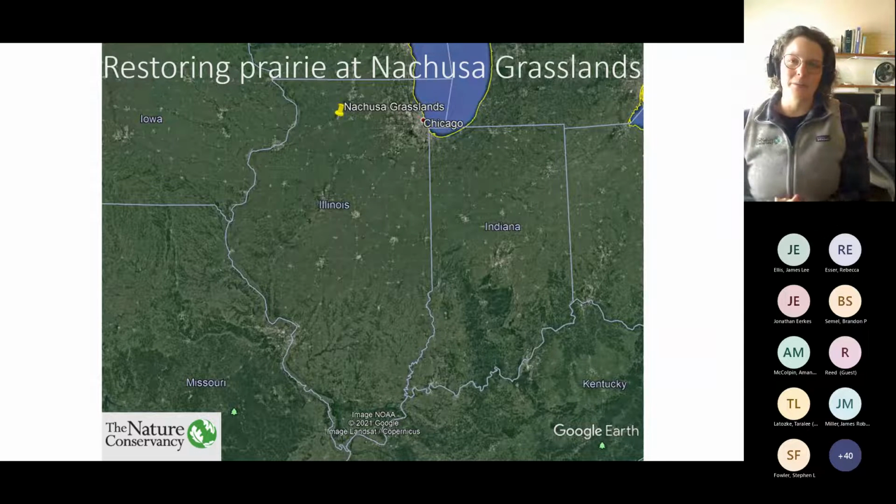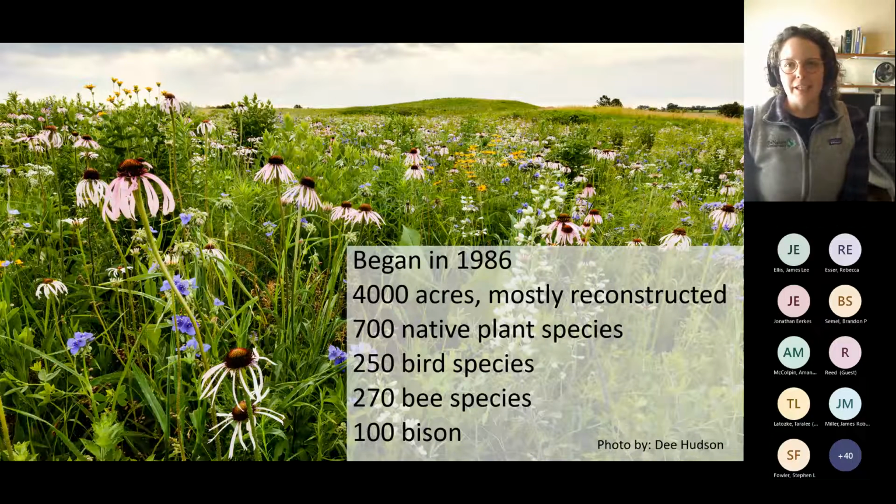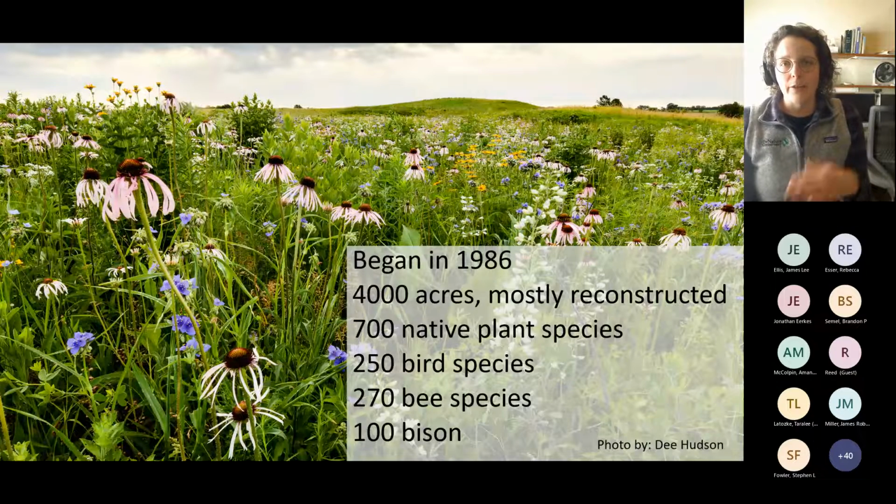The preserve is set up to welcome visitors and permit hiking through a large portion of it. The Nature Conservancy began the Nachusa Grasslands project in the mid-1980s with the purchase of a few hundred acres, most of which was actually remnant unplowed tallgrass prairie located on some sandy hilltops, as well as some adjacent agricultural land.